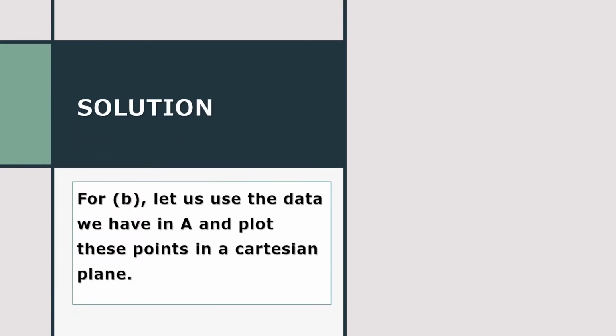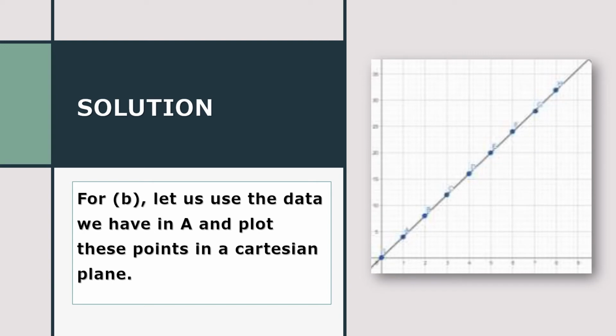Now next is for our letter B. Let us use the data we have in A and plot these points in a Cartesian plane. So we have the graph here, plotting the points: for 4 dumplings, we have 1 minute, and so on and so forth.